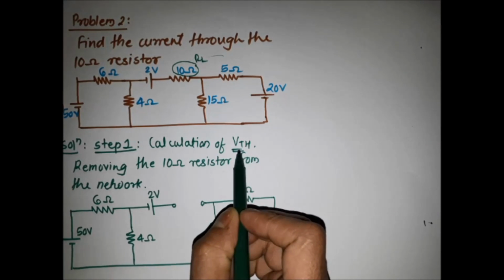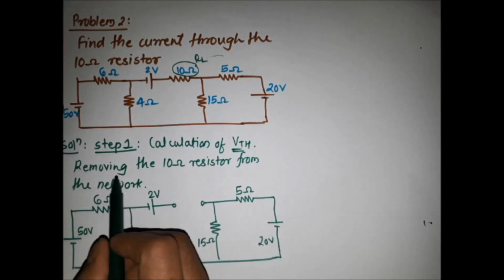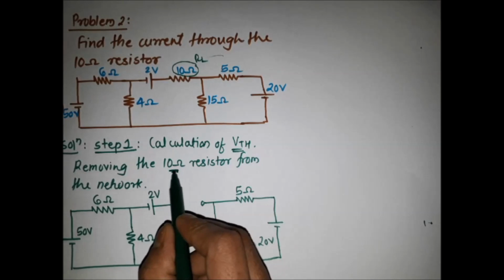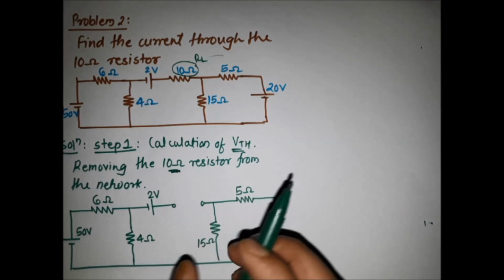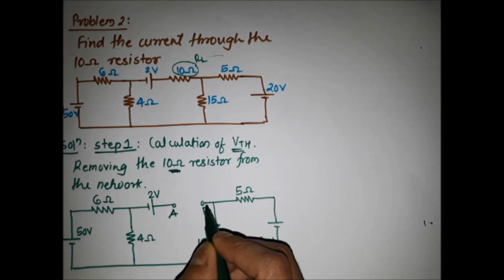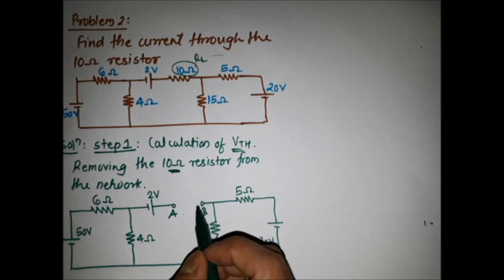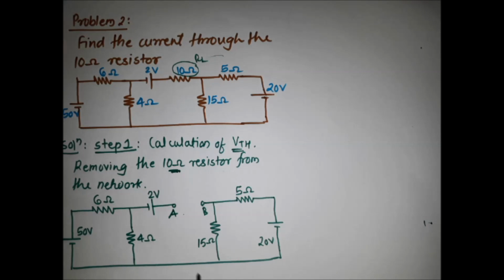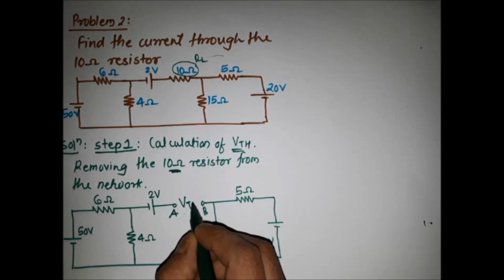The first step for Thevenin's theorem is calculation of VTH. For finding VTH, we are removing the load resistor. Here the 10 ohm is the load resistor, so we are removing the 10 ohm resistor from the network. So suppose the terminals A and B, through which we are removing the load resistor RL. Now the first step is VTH.